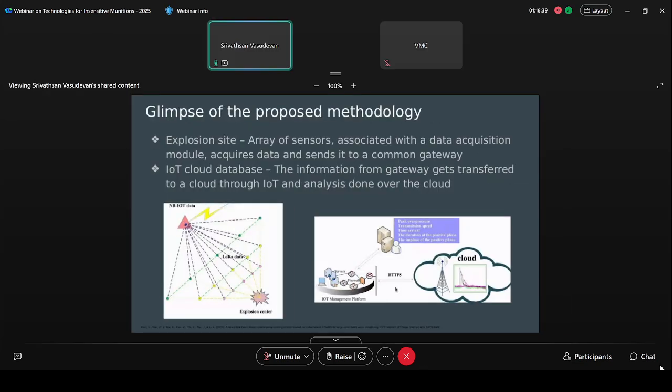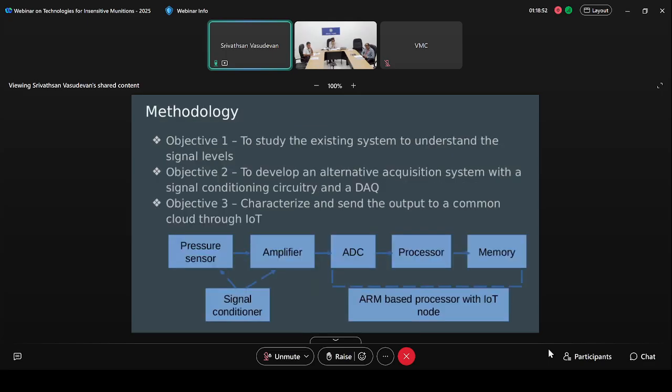signals, the transmission speed, or the pressure signals. All these things can actually be captured, and once captured, signal analysis and signal conditioning can be done. So if I have to look at the methodology, I look at three major objectives.